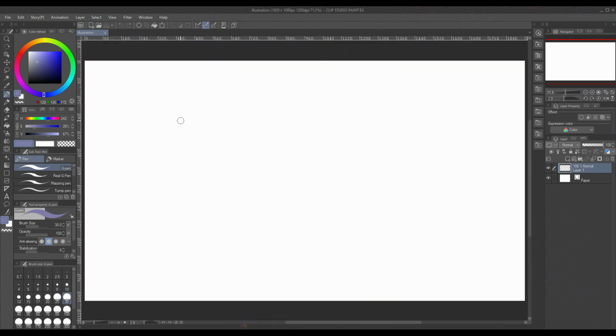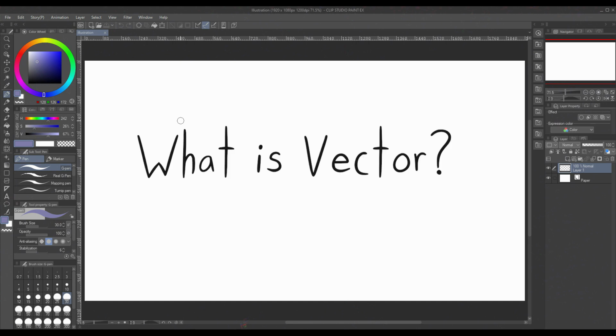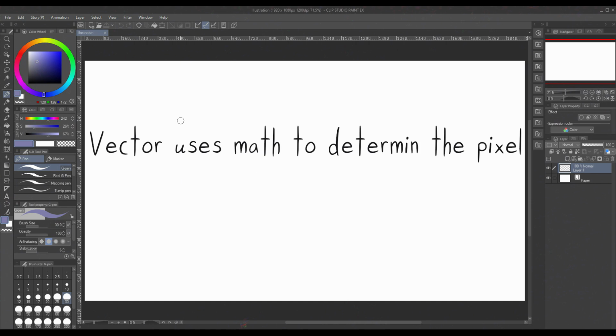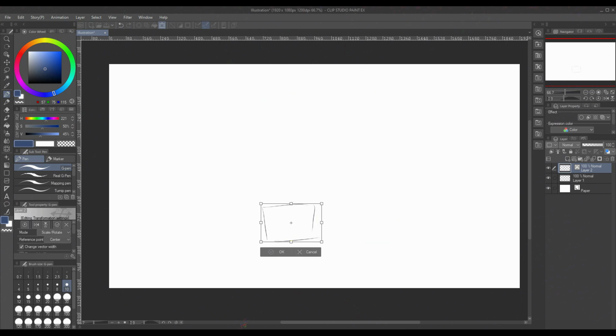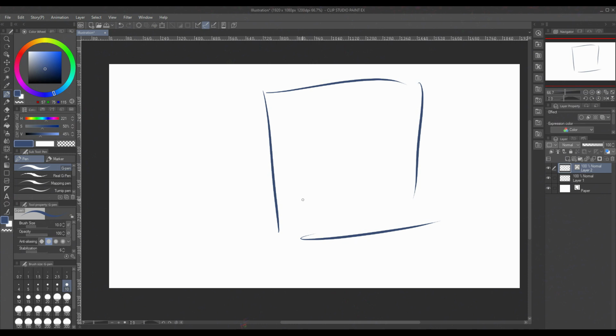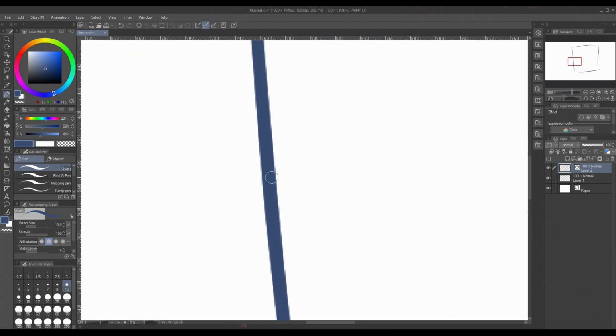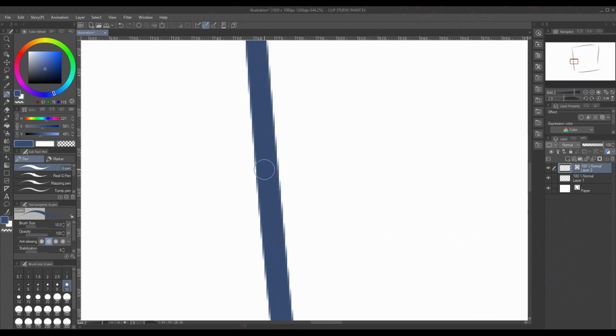In contrast to that, there is a thing called the vector layer. And now, what is vector? Vector is basically all of the pixels have a specific weight, and they will always be the same no matter what. You can shrink them, and you can expand them, and they will always look marginally about the same. It will not get blurry. It will look as sharp as the first time you drew the line.